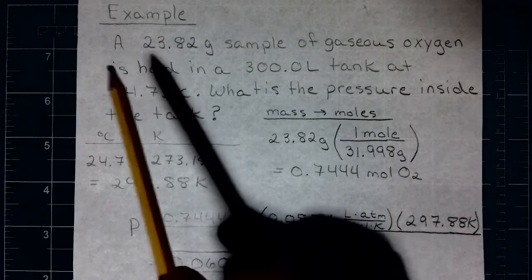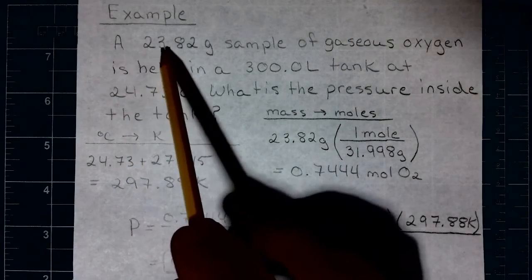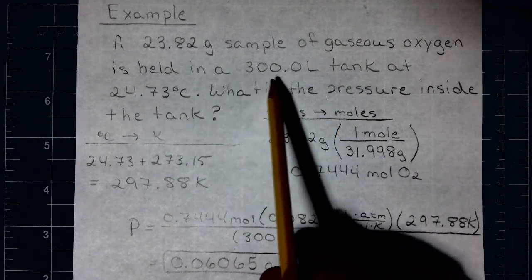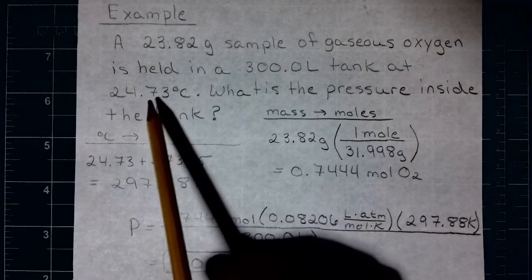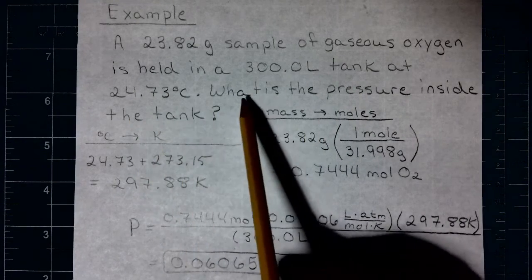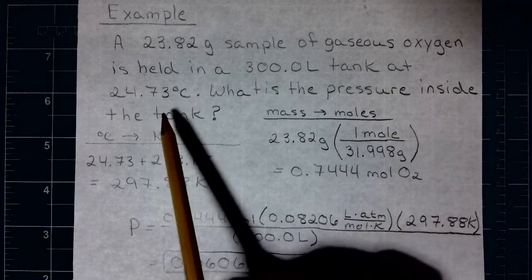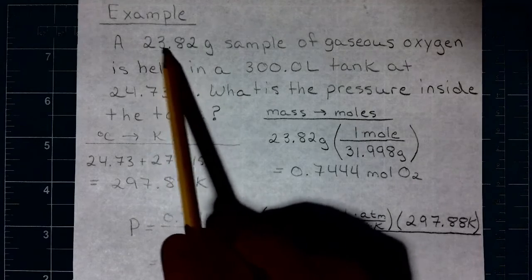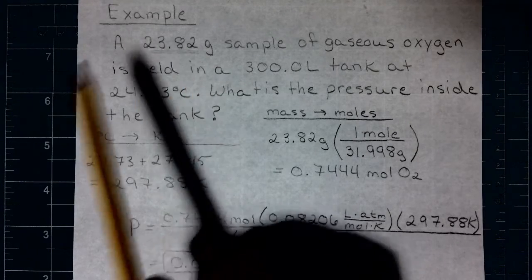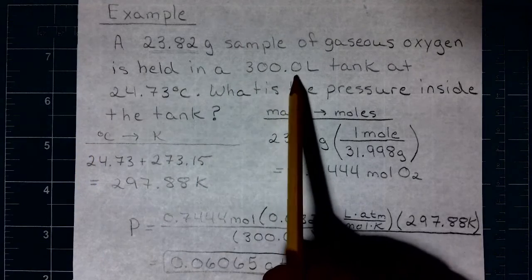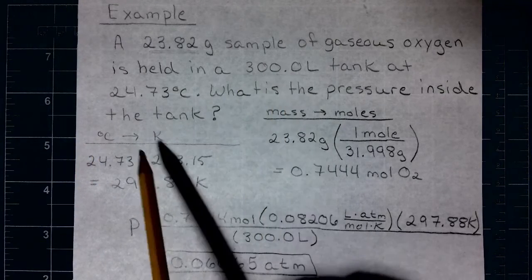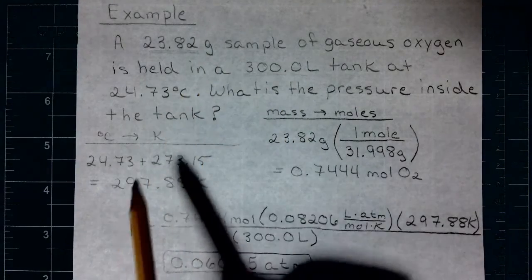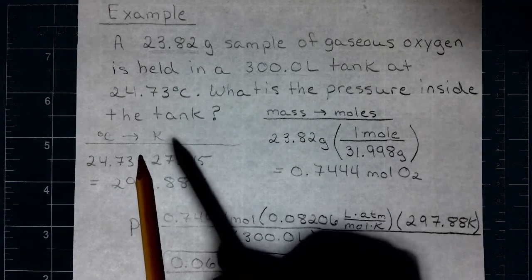Let's take a look at an ideal gas law problem. A 23.82 gram sample of gaseous oxygen is held in a 300-liter tank at 24.73 degrees Celsius. What is the pressure inside of the tank? So here we're given a temperature, we're given mass, so we weren't even given our moles directly. We're going to have to figure out the moles here, and we're given a volume. And we're going to have an equation that relates the volume, temperature, and amount of the sample together.